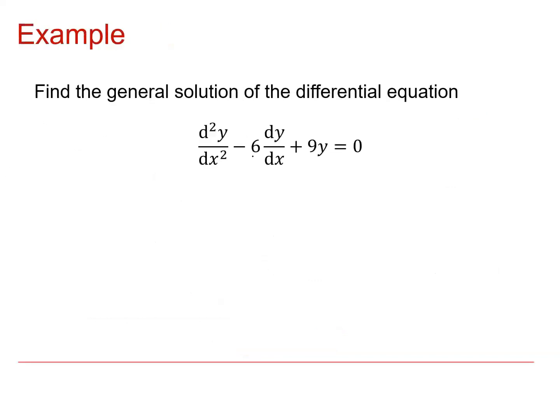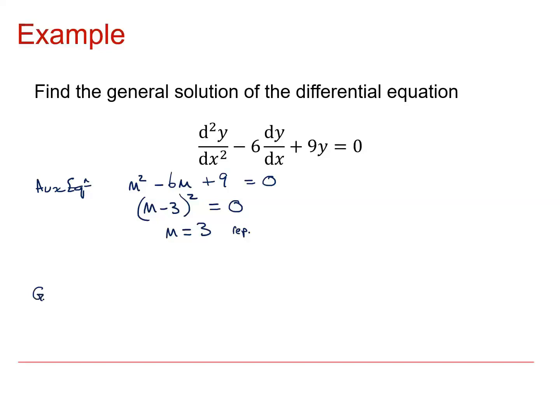So let's find the general solution of this differential equation. Well, I start out with my auxiliary equation, which is going to be m squared minus 6m plus 9 is equal to 0. Now this factorizes to m minus 3 squared equals 0. And this means I get m equals 3, and it's repeated.